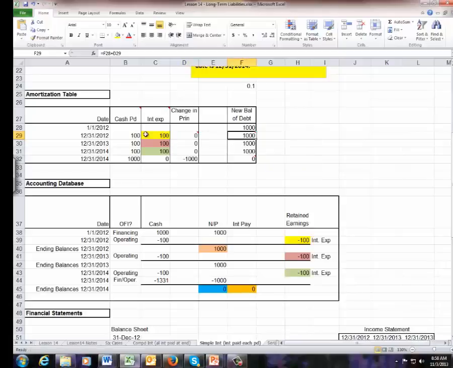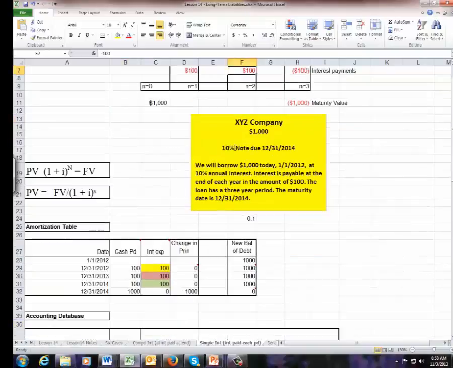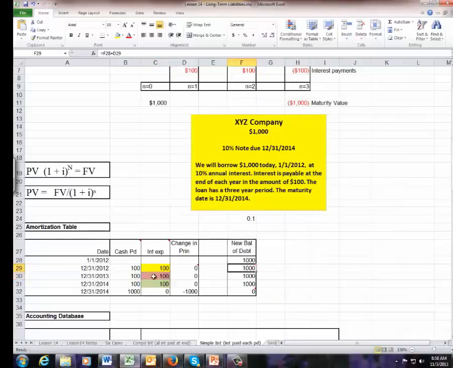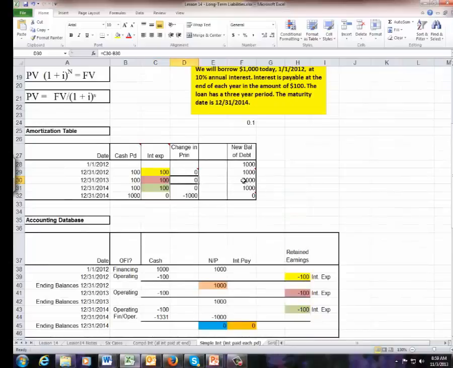Now, in the next period, we pay $100 according to the terms of the note, right there. And it says interest is payable at the end of each year. Okay. The interest expense is going to be 10% of that amount, which is 100. We change the principal 0. And so we still owe $1,000. At the end of the third period, we pay our cash payment. The interest expense is 10% of the previous amount borrowed. Change in principal 0, so we still owe $1,000.